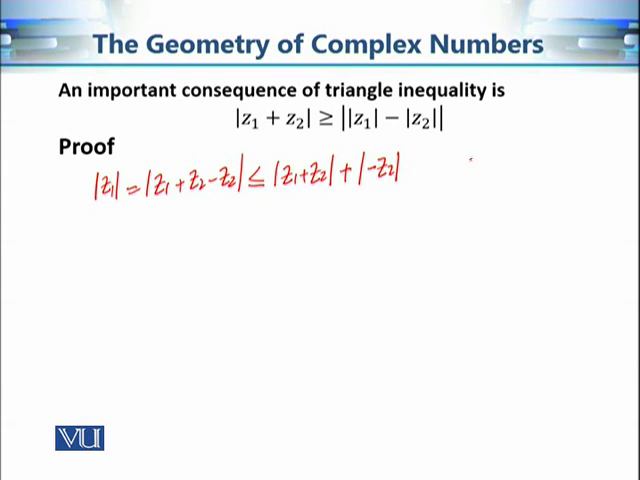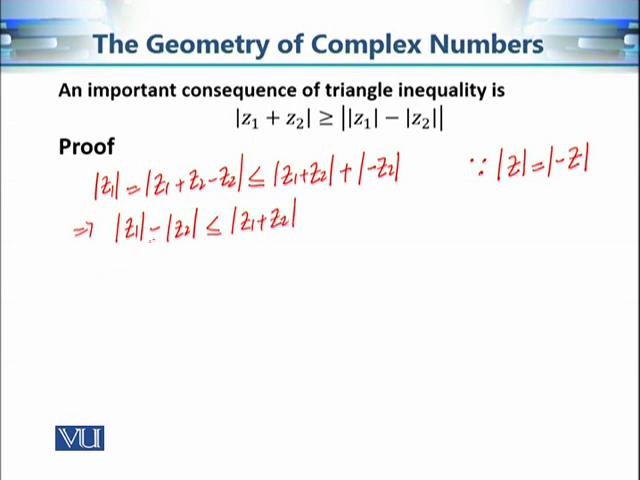Now it's a very simple exercise to see that if I calculate the modulus of a complex number and the modulus of minus of this complex number, then they are the same. Now this implies that |Z1| minus |Z2| is less than or equal to |Z1 plus Z2|.